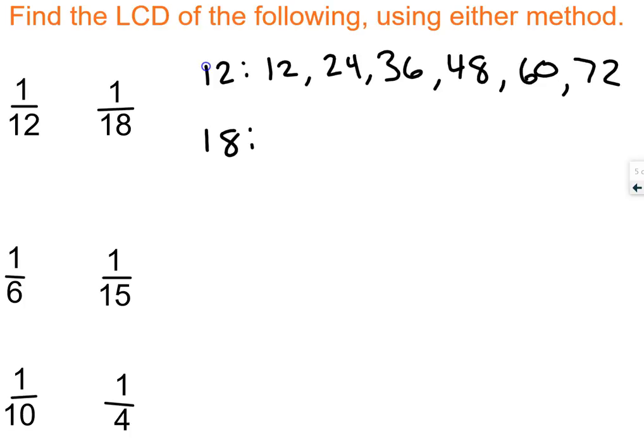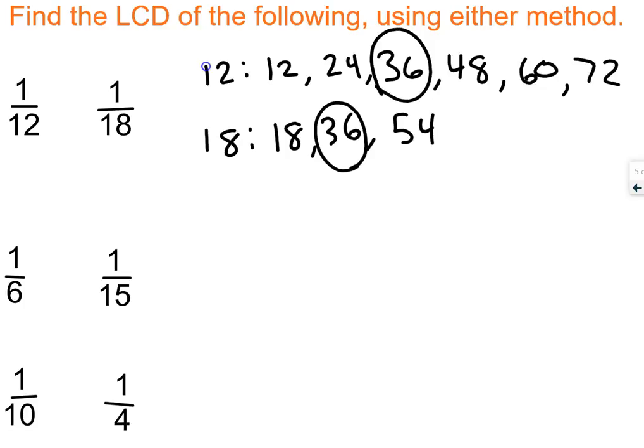Now let's go to 18. 18 times 1 is 18. 18 times 2 is 36. 18 times 3 is 54. Oh, I could have stopped at 36. Notice, we have the same multiple, the same number, 36 and 36. So therefore, our least common denominator is just 36.